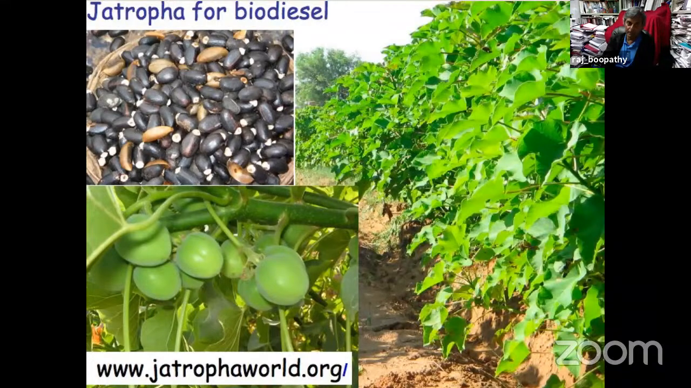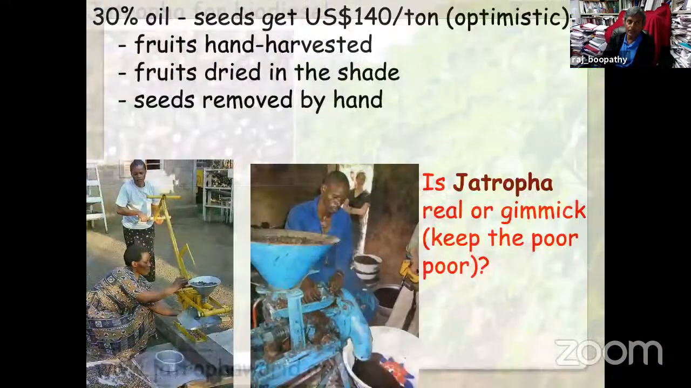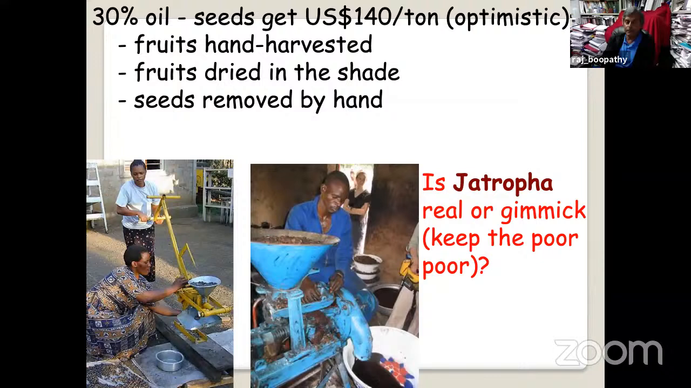Jatropha, Indonesia, Malaysia, they produce a lot. 30% of seeds get, $140 per ton, optimistically. Fruits, you hand harvest, dry, and seeds are removed by hand. We really don't know whether it is economically viable or not.